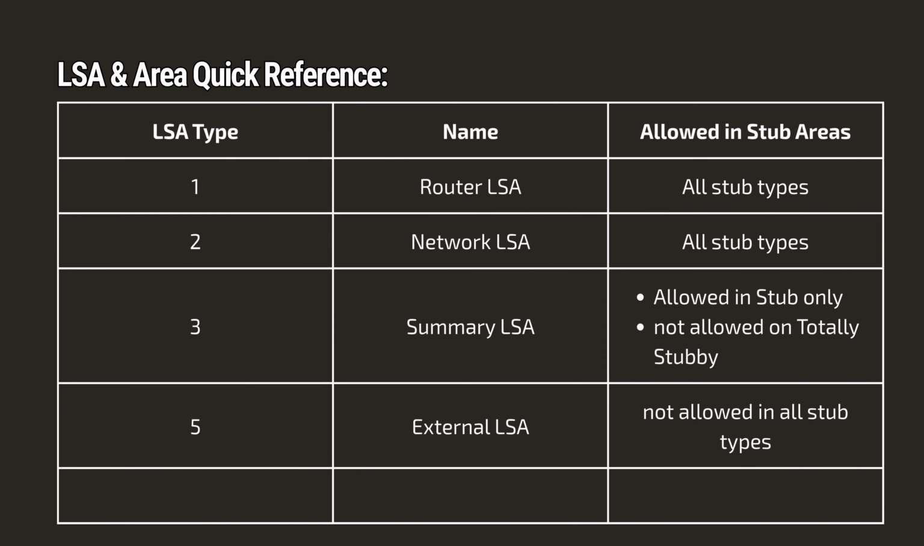LSA Type 5 is the external LSA. It's not allowed on any stub type. Lastly is LSA Type 7, the NSSA external LSA. It's only present on NSSAs.